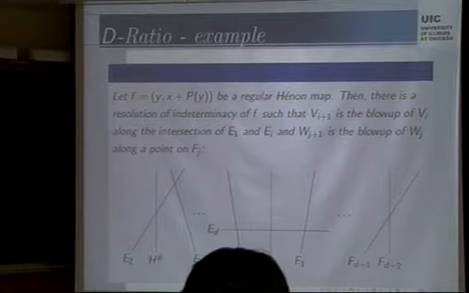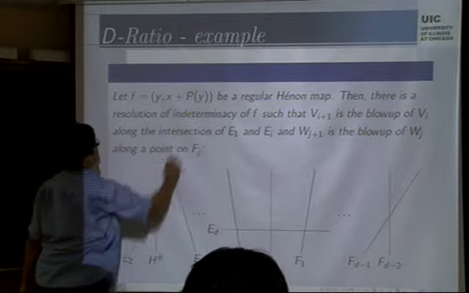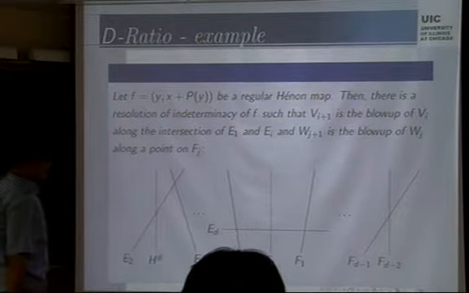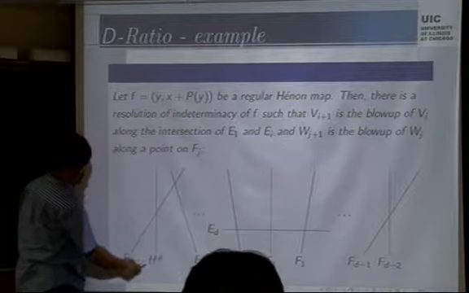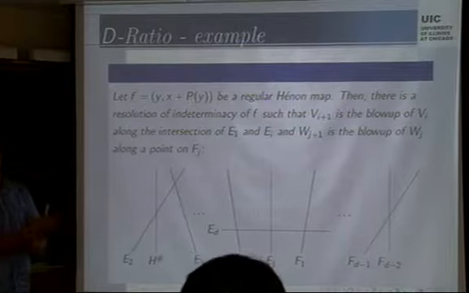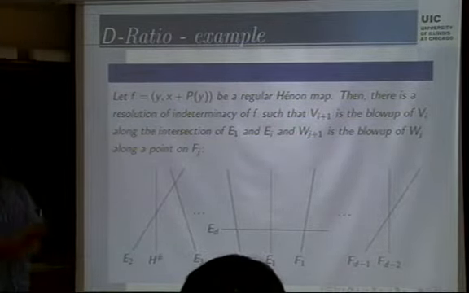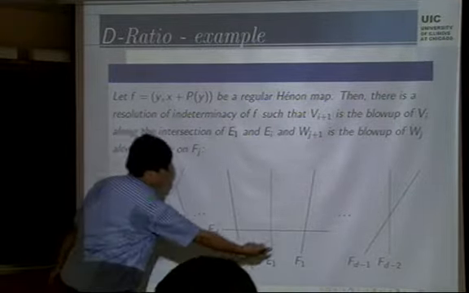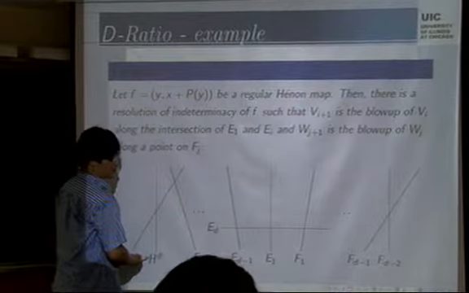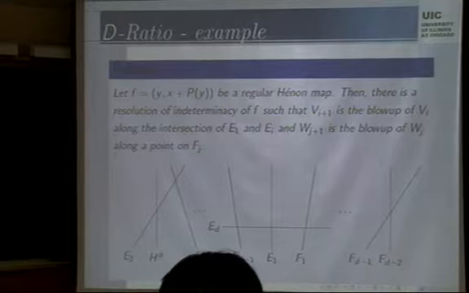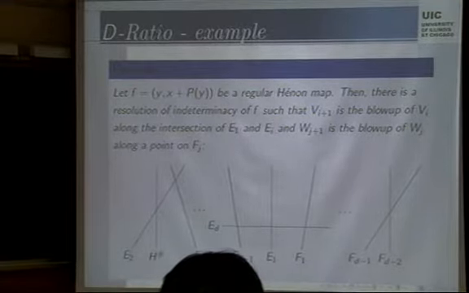If you say your polynomial is of degree d, then we need 2d-1 blow-ups like this. First start with your H, then make a blow-up on E1, and blow up the intersection of H and E1 to make E2, and another blow-up comes from the intersection of E1 and E2, and so on. We require d blow-ups here and there, and we need another d-1 blow-ups, which have some points on the affine part. So we need 2d-1 blow-ups to resolve your Hénon maps.